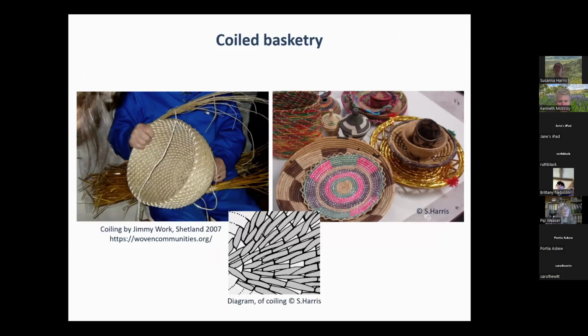So when I say coiled basketry, what are we talking about here? There's an image here of Jimmy Work from Shetland making a coiled basketry pot. And what you can see is there's a central, if you can see that fibrous material that's sort of splaying out, there's a central core, and that's wound around and around and stitched together. In the case of Jimmy Work working in 2007, he's using string. But the basketry that was being made at Ness of Brodgar was actually using the strands of fibre to stitch the coils in place.